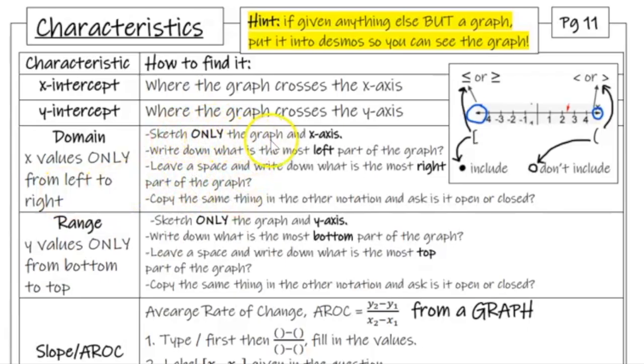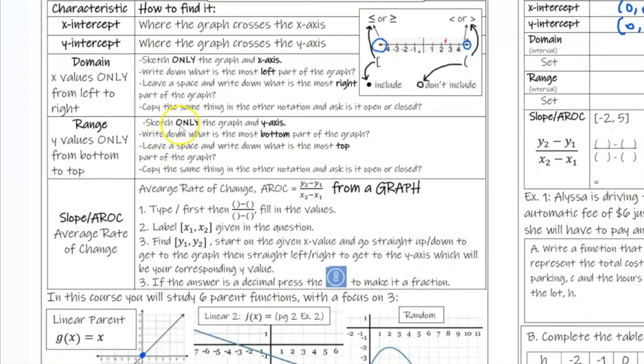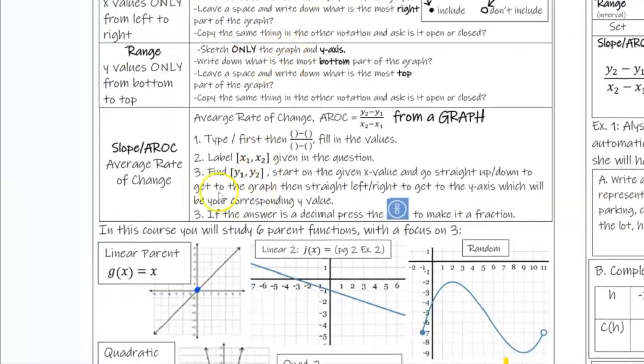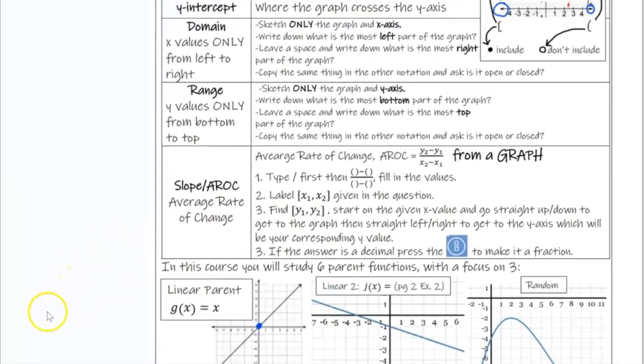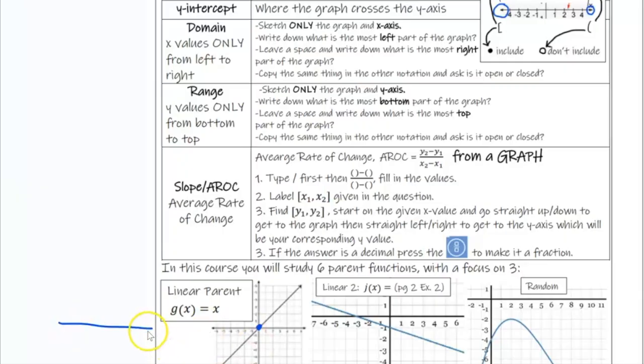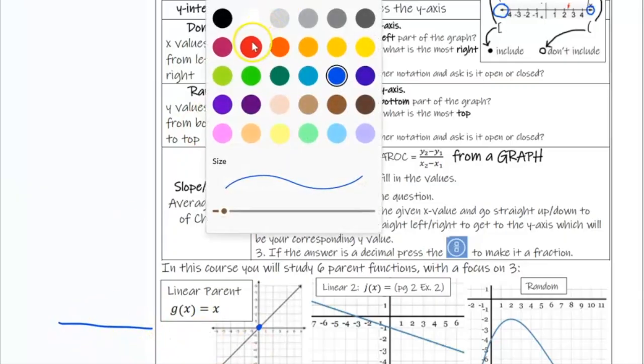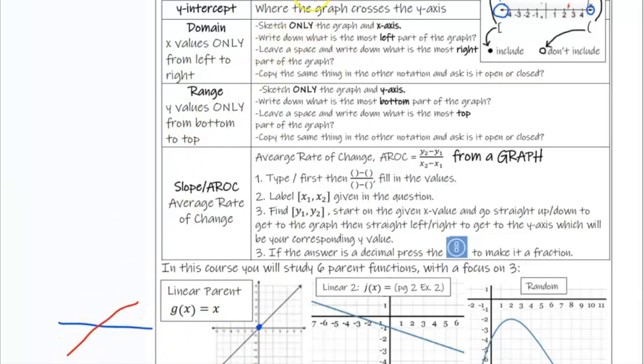It says sketch only the graph and the x-axis. All right, so sketch only the graph and the x-axis. So I'm going to do these notes on the side right here, and I'm hoping that this would make it really clear for you. Please feel free to add on any additional notes just for clarification purposes. So it says sketch only the x-axis and the graph. So that's the x-axis, and I'm going to make the graph a different color just so that you know. All right, so that's what the graph looks like. All right, so this is the x-axis.